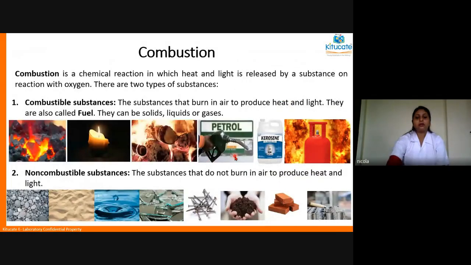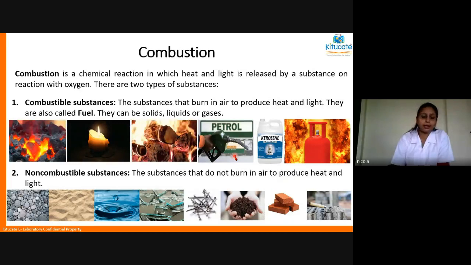Now we come to the topic, that is, what is combustion? Combustion is a chemical process. It's not a physical process, it's a chemical process. In combustion, there is something which is reacting with oxygen and forming heat and light. Heat is definitely produced, light may or may not be produced.